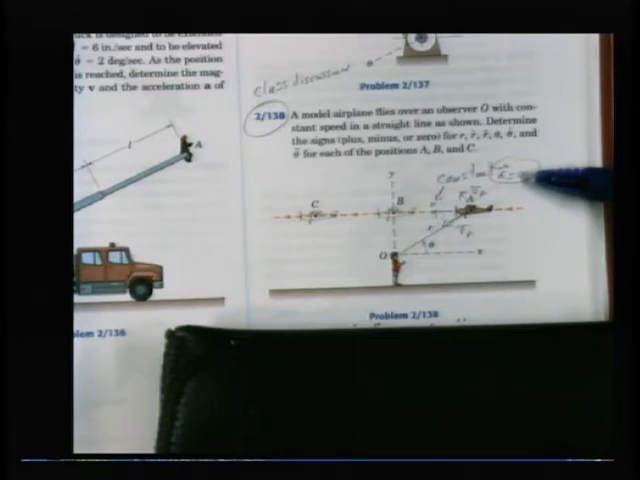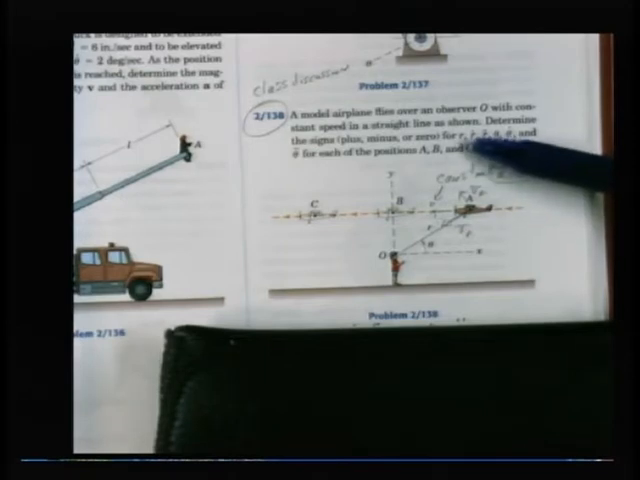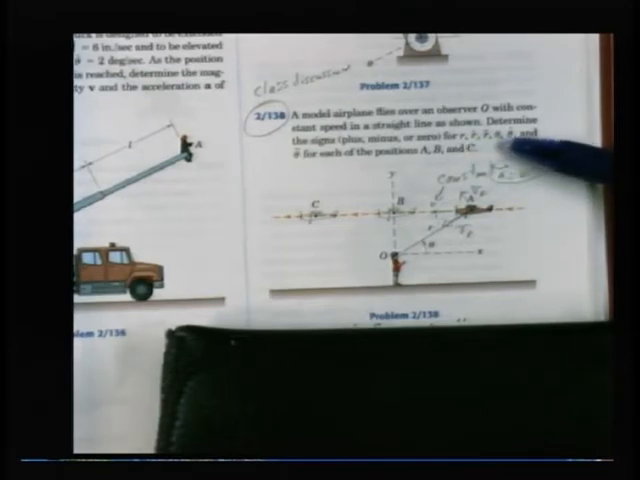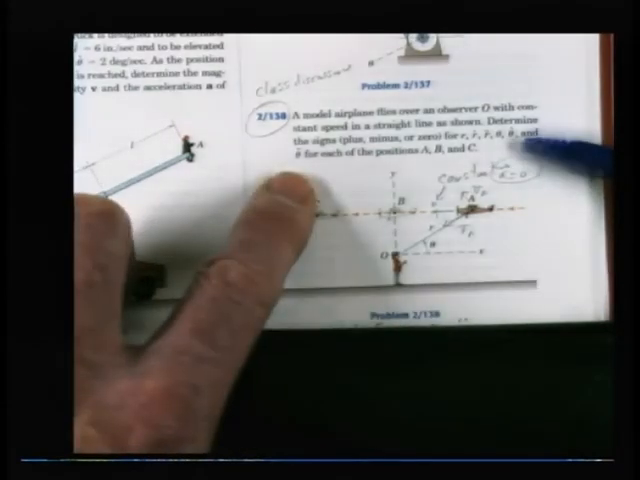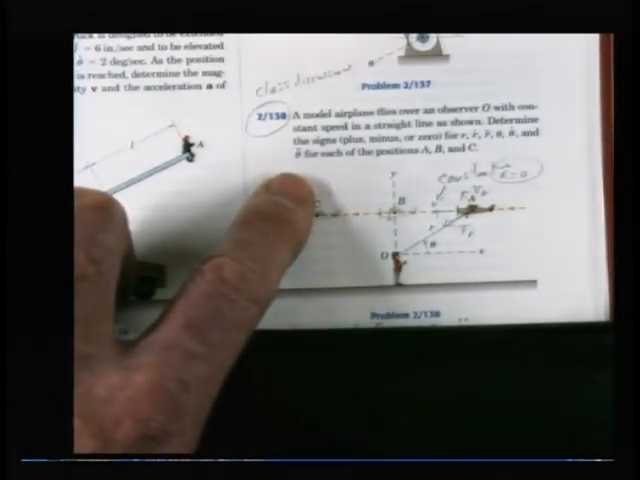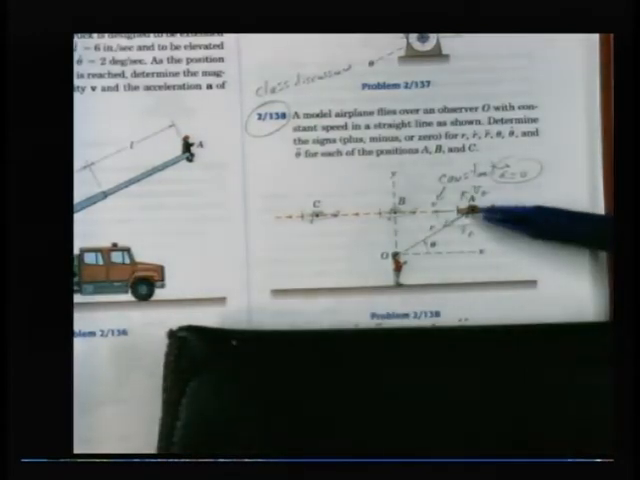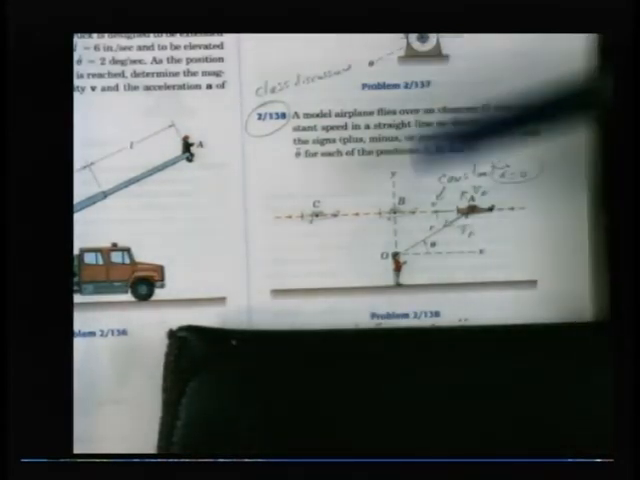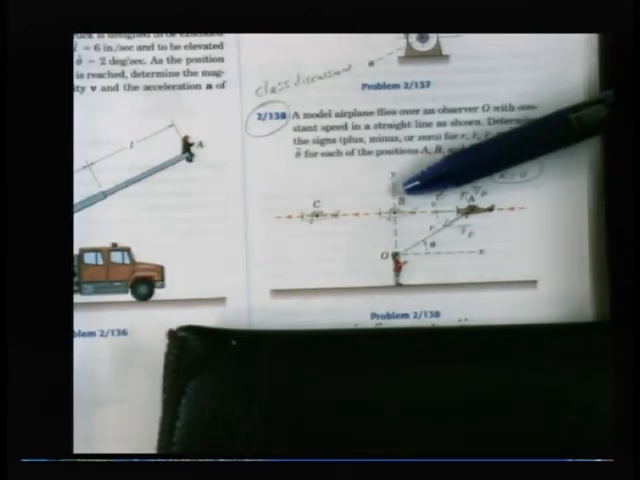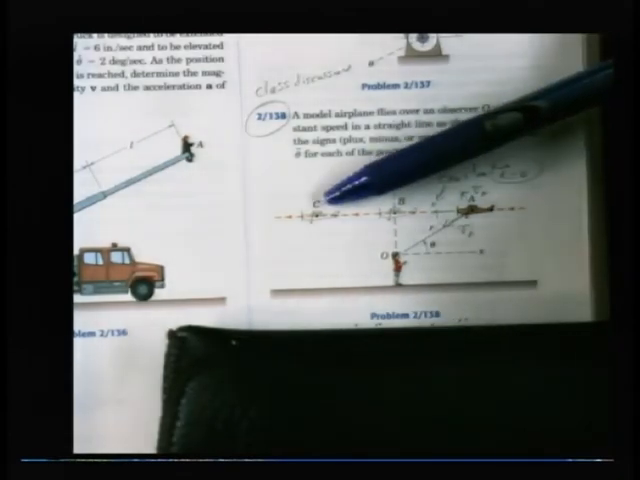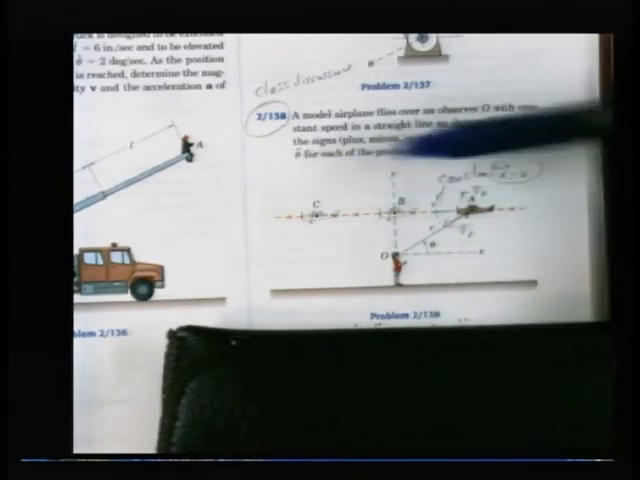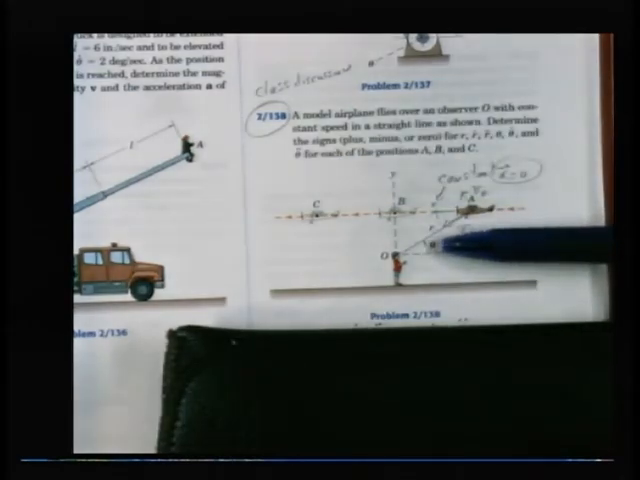Determine the signs, plus, minus, or 0, for all these different components of velocity and acceleration, for each of the 3 positions: A as it's approaching, B as it's directly overhead, and C as it's already passed over us and heading away. And you have to be careful as to how theta was defined.